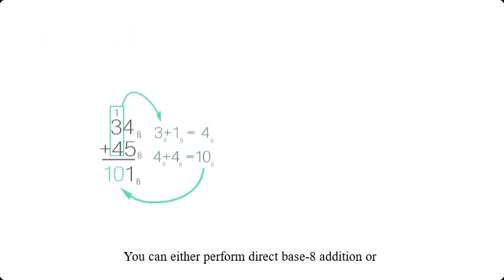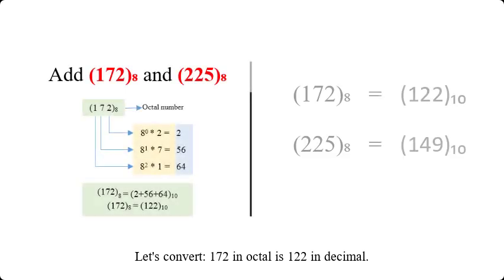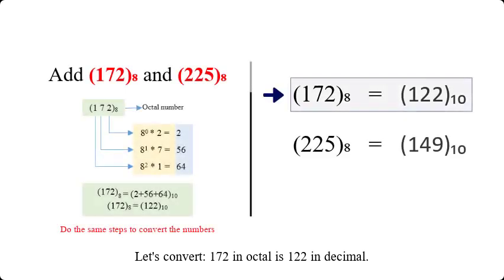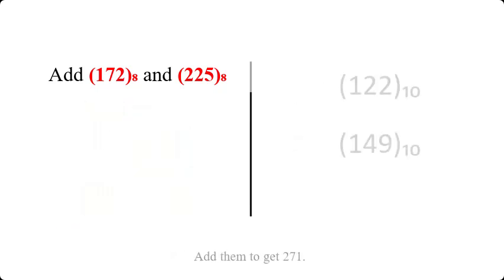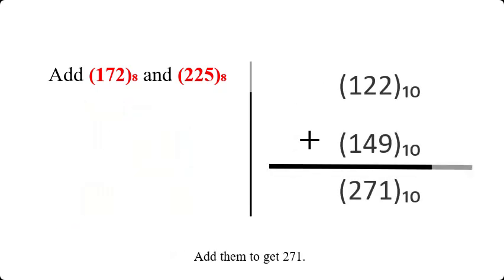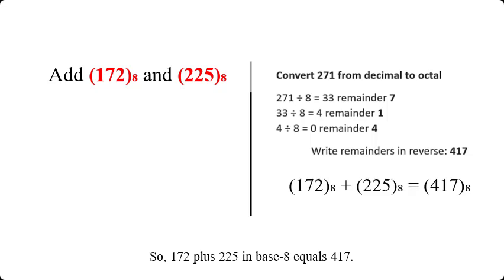You can either perform direct base 8 addition or convert the numbers to decimal first. Let's convert. 172 in octal is 122 in decimal. 225 in octal is 149 in decimal. Add them to get 271. Then, convert 271 back into octal, which gives us 417. So, 172 plus 225 in base 8 is equal to 417.